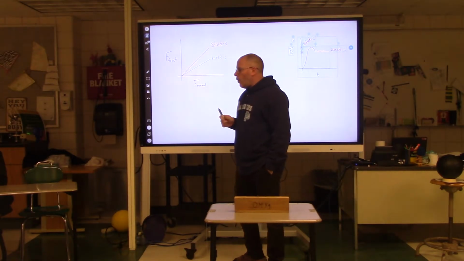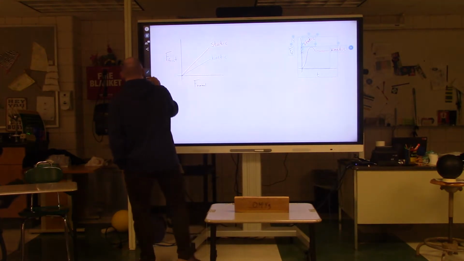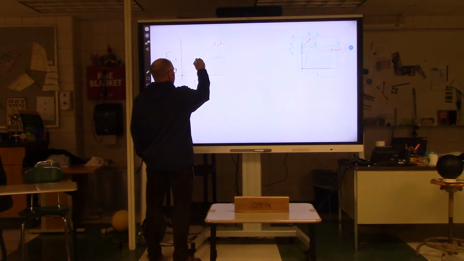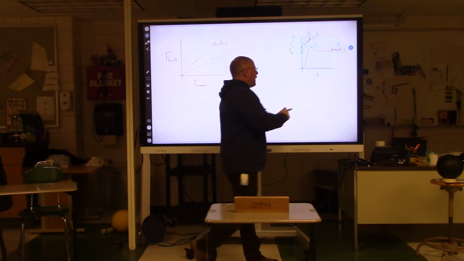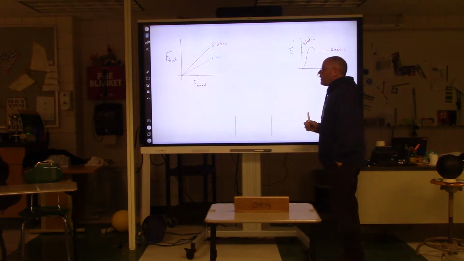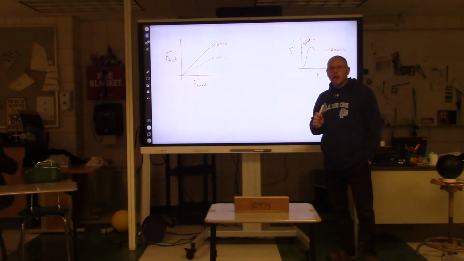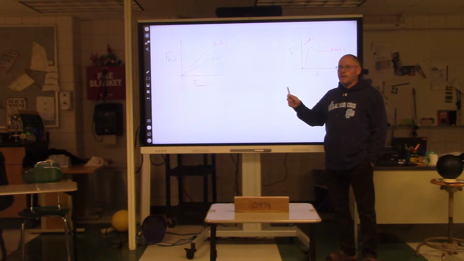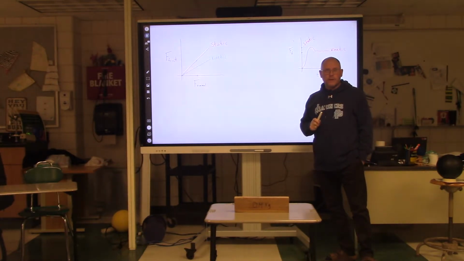What this means, though, is that for any given normal force, the static friction value is larger than the kinetic friction value. For any given normal force, the static friction value is larger than the kinetic friction value.